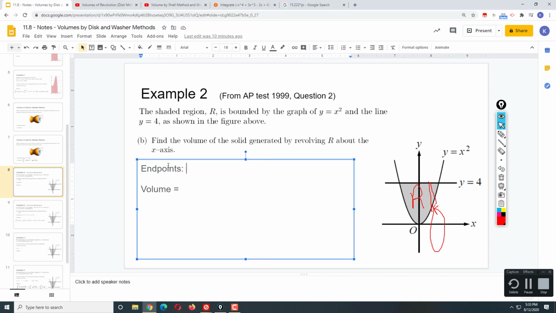First, let's figure out the endpoints of our integration. Since y equals x squared, that means that x equals the square root of y.